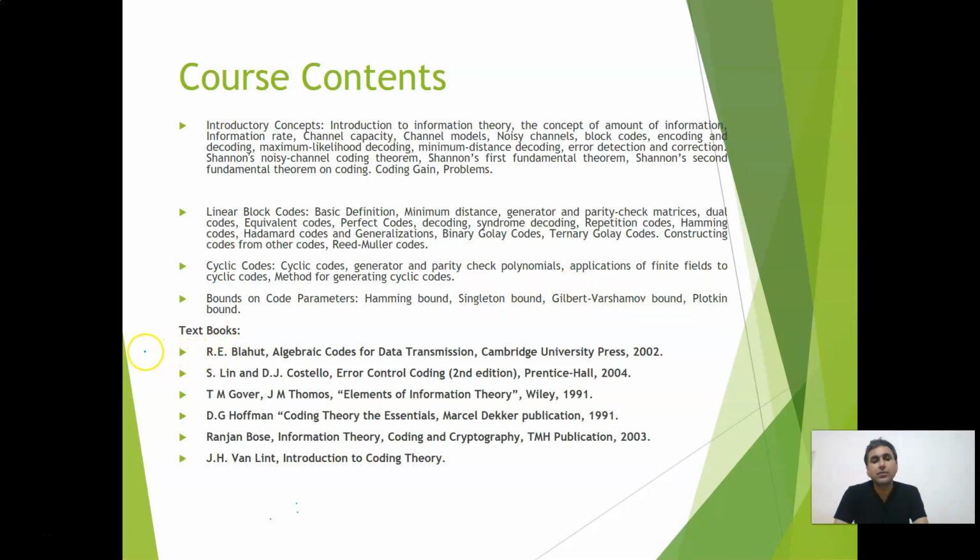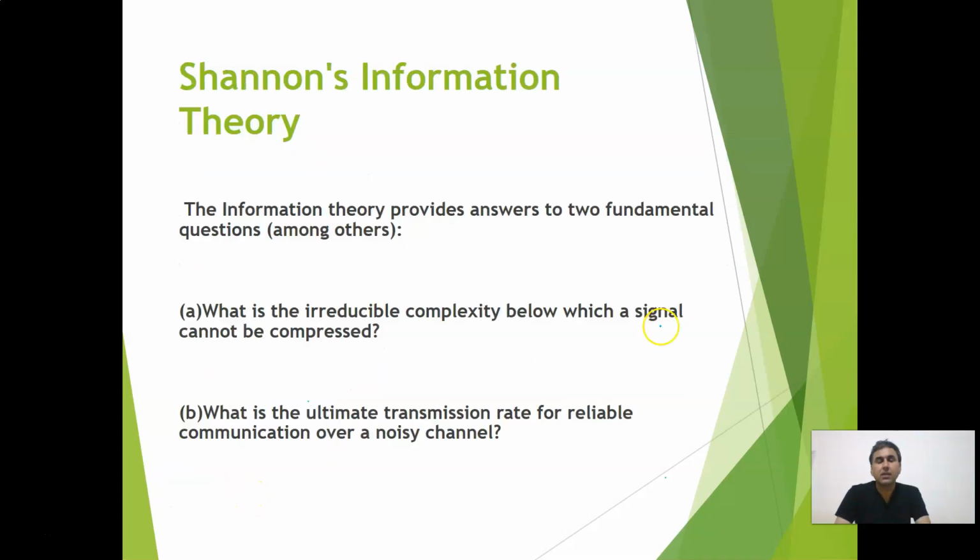The textbooks which you can refer for this course are Algebraic Codes for Data Transmission by Richard E. Blahut, Error Control Coding by Lin and Costello, Elements of Information Theory by T. M. Cover and J. M. Thomas, Coding Theory, the Essentials by D. G. Hoffman, and Information Theory, Coding and Cryptography by Ranjan Bose from IIT Delhi, and Introduction to Coding Theory by Van Lint.